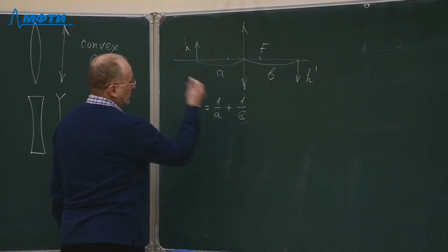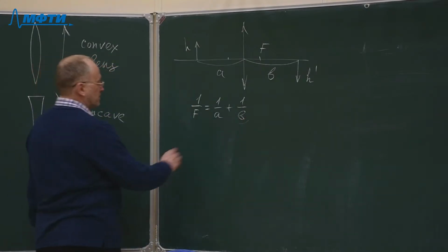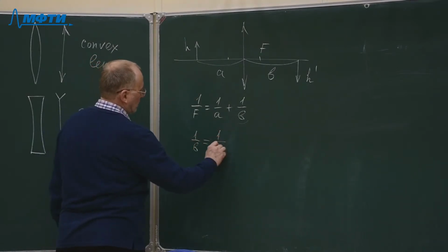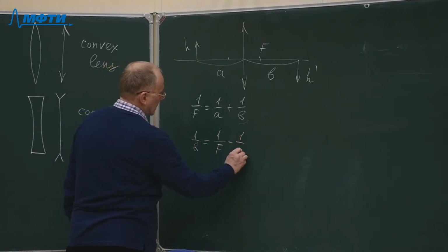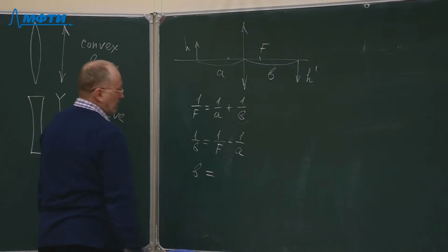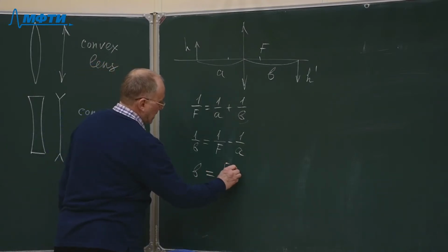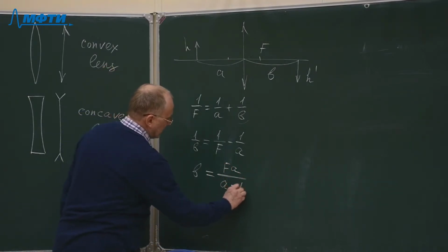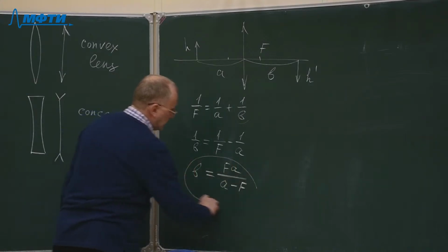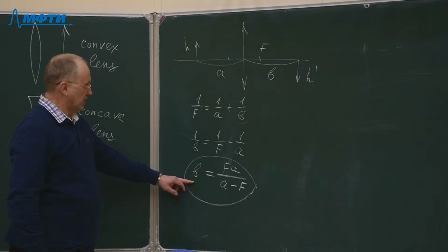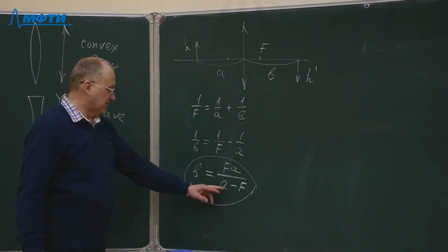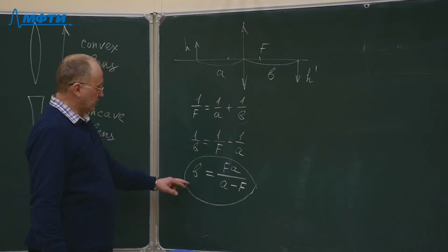Let us try to find b from this formula. So 1 over b will be equal to 1 over f minus 1 over a. And in this way, b will be fa divided by a minus f. So this is the distance from the lens to the image of an object if an object is located at the distance a from the lens. And this formula gives you much information.